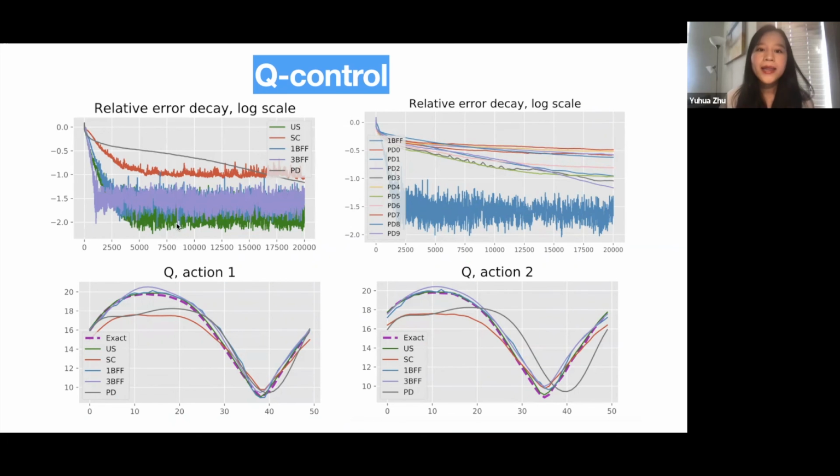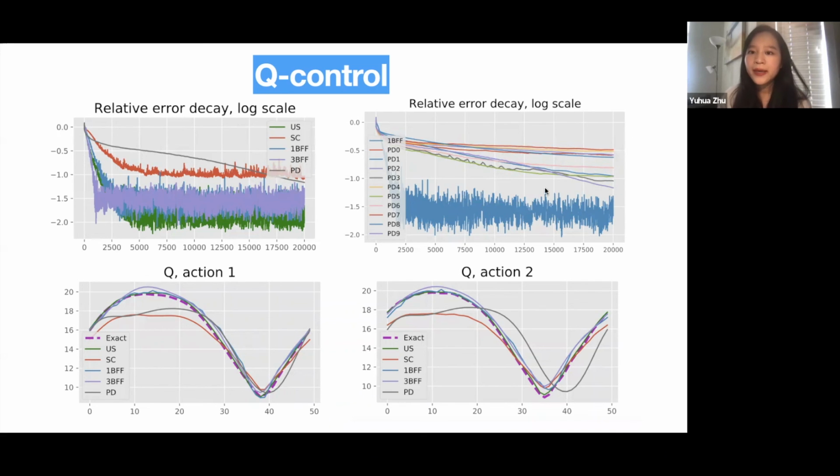So here's the result. We can see the green one is the unbiased SGD, and two versions of our method, 1-BFF and 3-BFF, are both very close to the unbiased SGD. And the sample cloning method has a much larger error compared to our method. And the primal dual method converges much slower than our method.